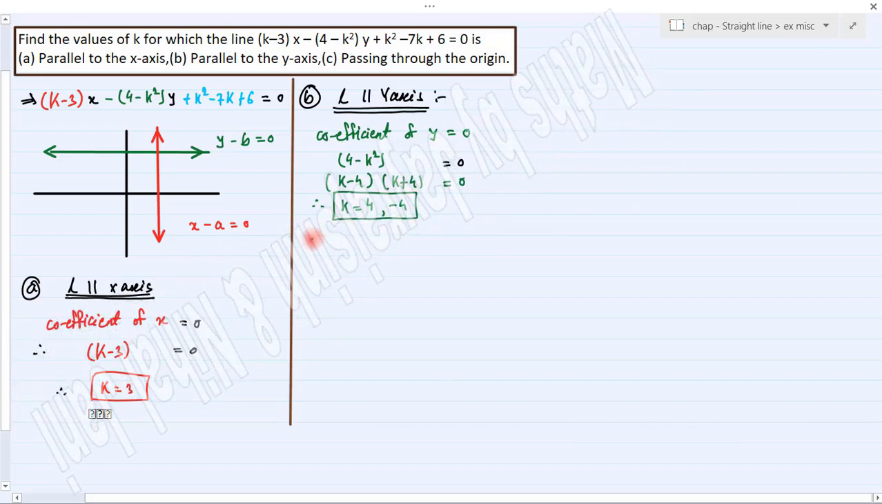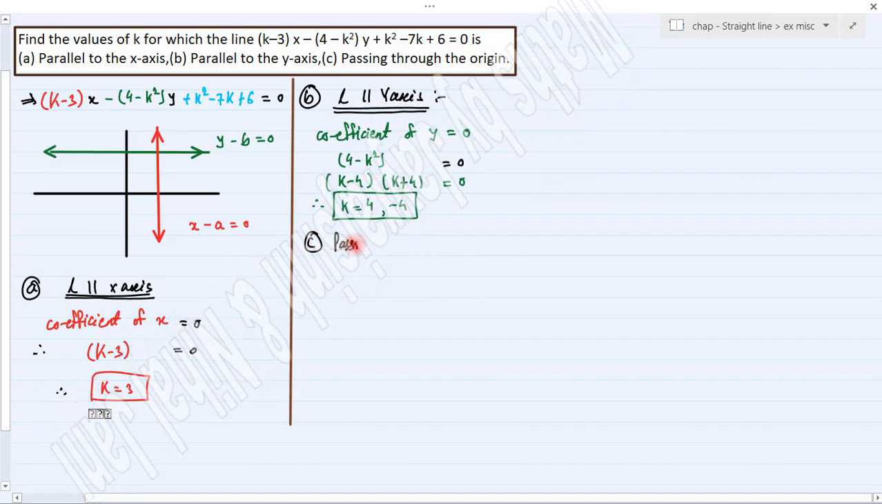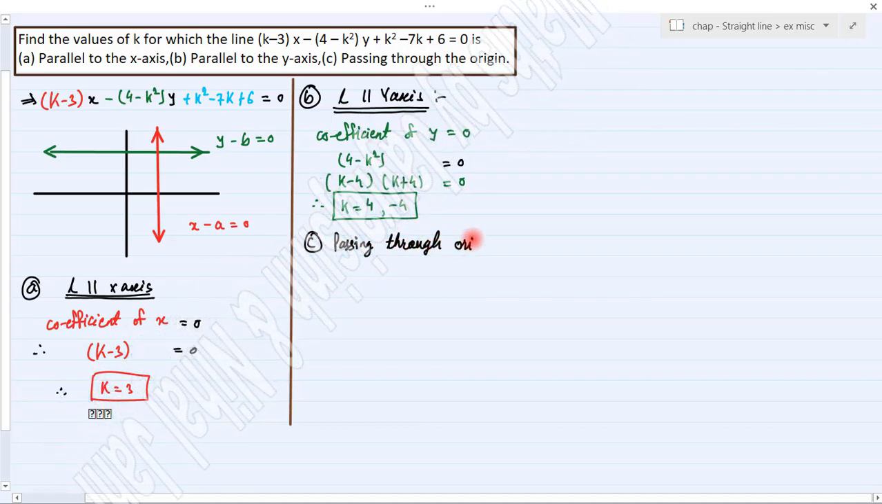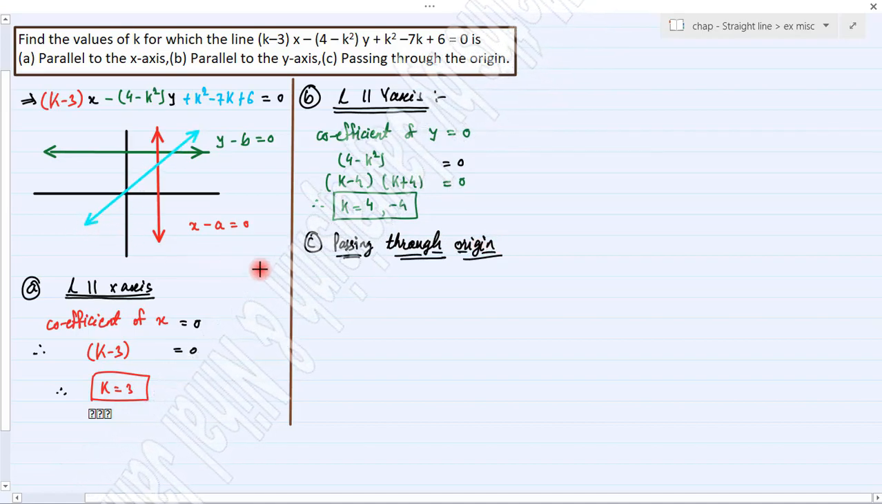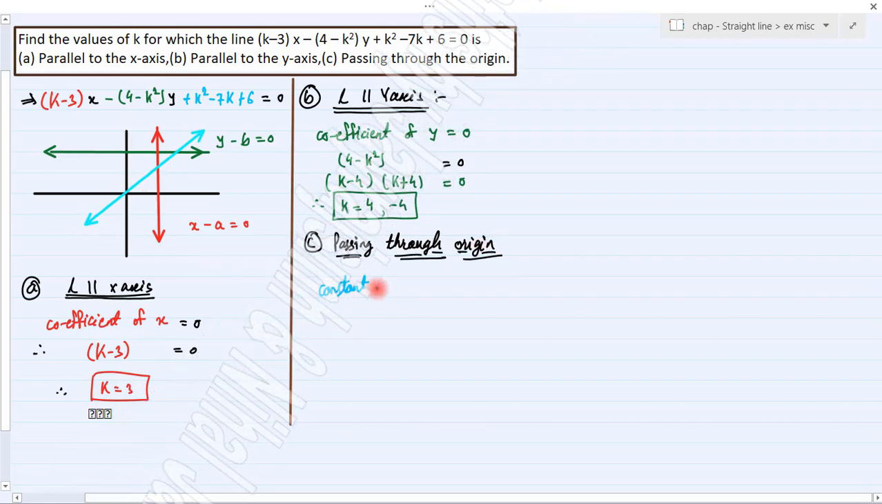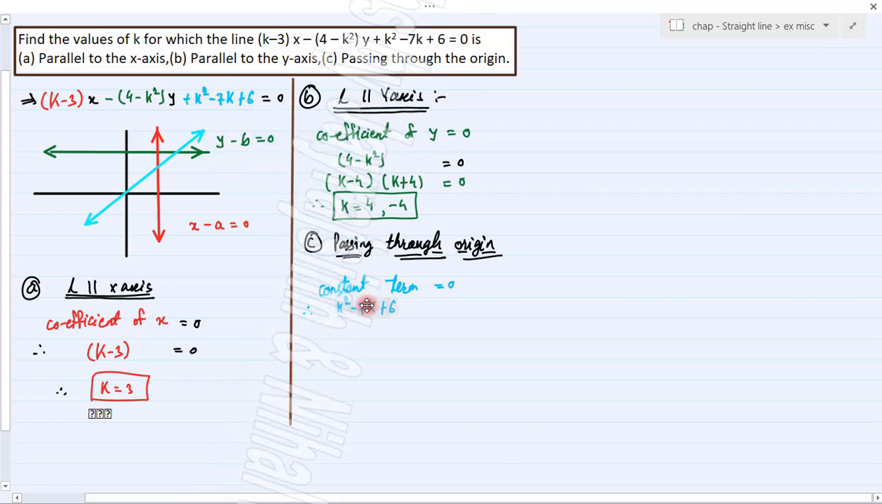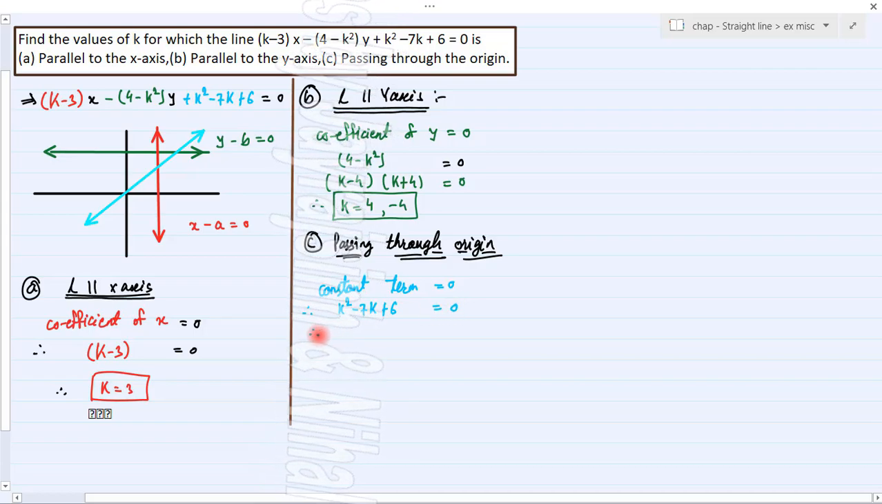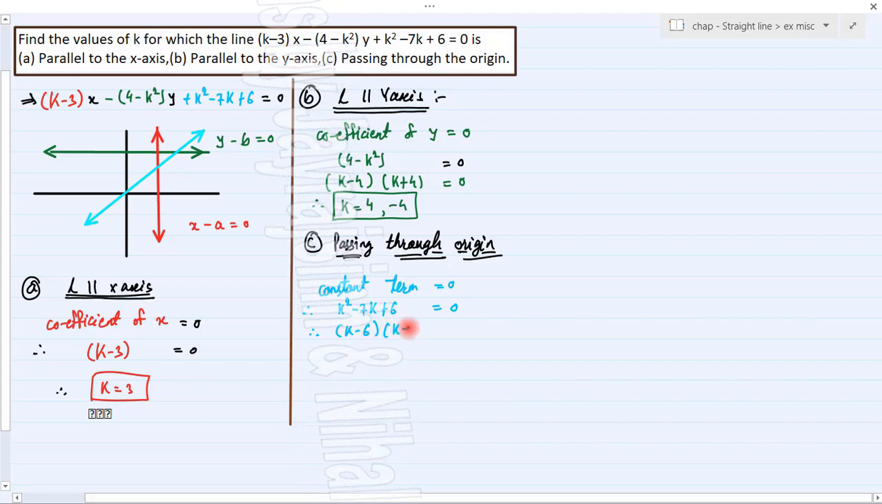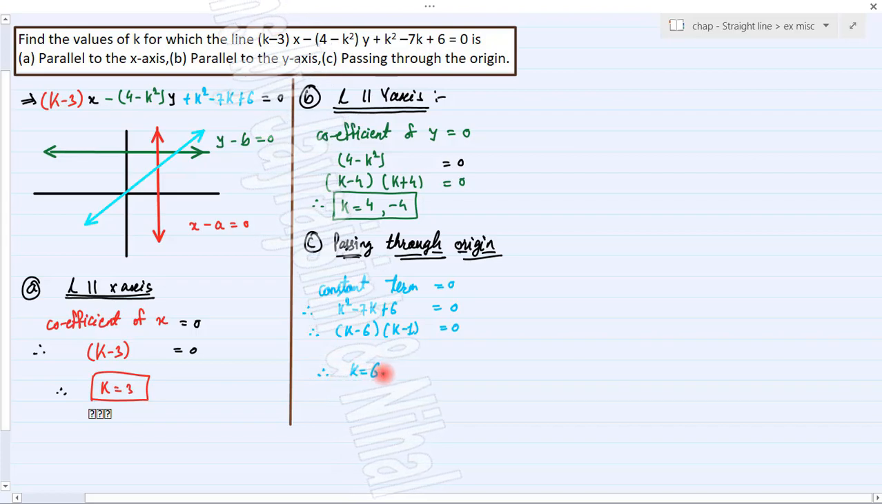Now for the third case, in which the line is passing through the origin, we can say its constant term must be 0. So in our case, the constant term k square minus 7k plus 6 must be 0. So we have to create the factors. So we'll get (k minus 6) and (k minus 1). So for this case, we'll get two values of k, 6 and 1.